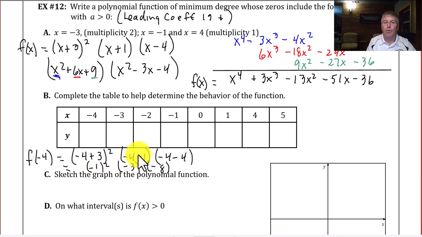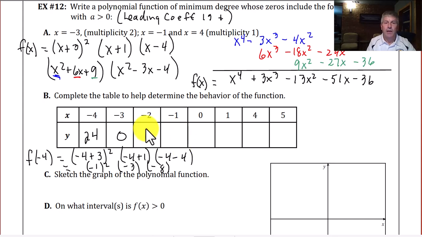And then negative 4 plus 1 is negative 3, and negative 4 minus 4 is negative 8. So this just shakes out to negative 3 times negative 8, which is a positive 24. If I put negative 3 in for x, well, this factor is going to become 0, so everything becomes 0. When I put negative 2 in for x, I'll get 6.